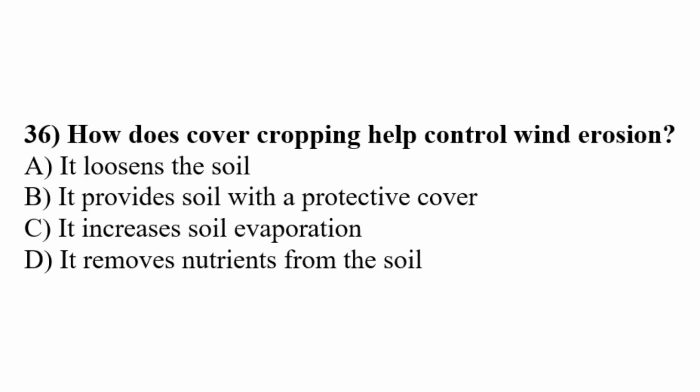36. How does cover cropping help control wind erosion? A. It loosens the soil. B. It provides soil with a protective cover. C. It increases soil evaporation. D. It removes nutrients from the soil. Answer: B. It provides soil with a protective cover.